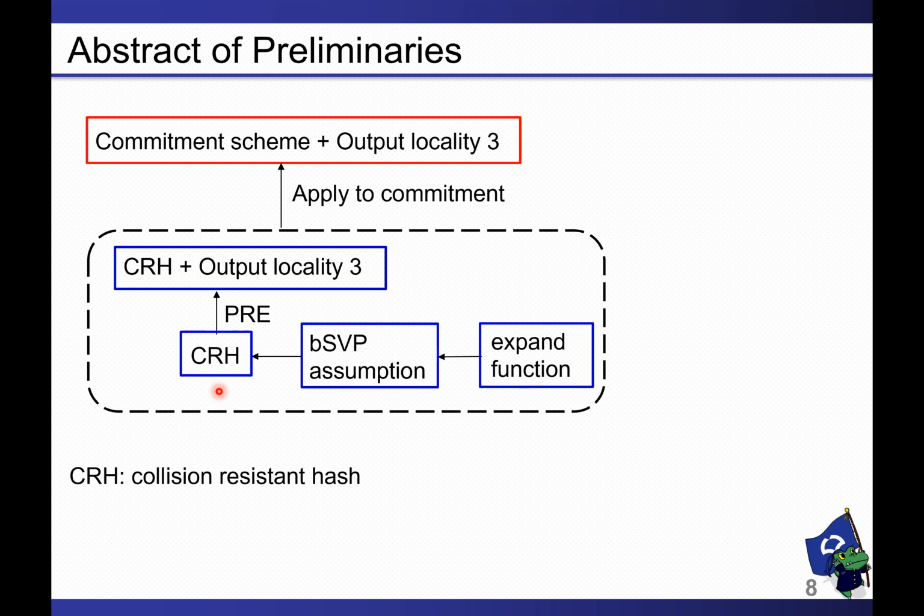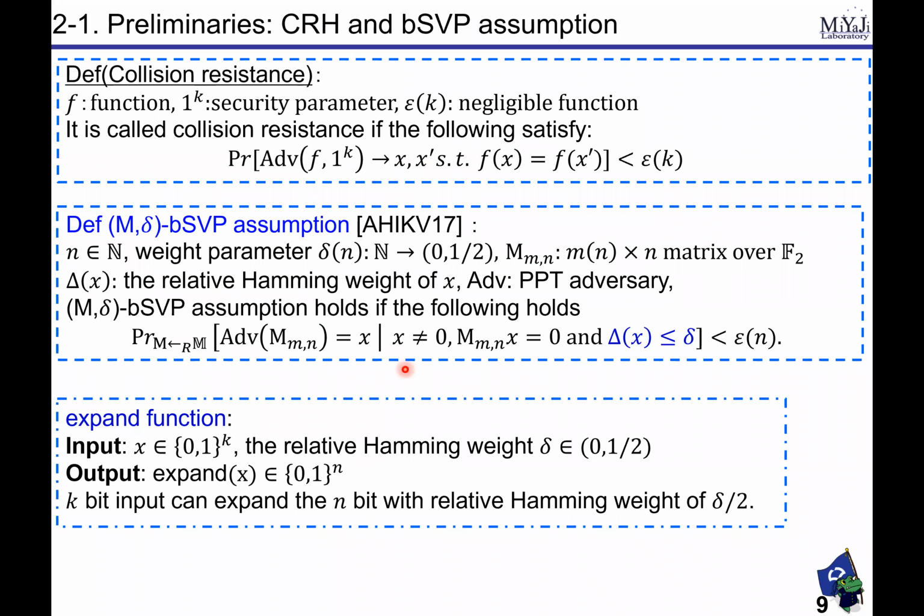So to have constant upper locality, we apply PRE to this collision resistance hash function, and we construct a collision resistance hash function with upper locality 3. So we apply this hash function to a commitment scheme. So we talk about these features in preliminaries: collision resistance, the M delta bSVP assumption, and the expand function, we talk here.